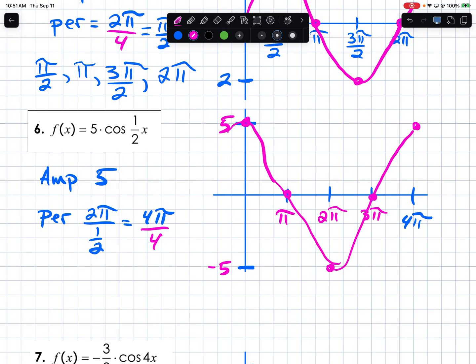That was not as good as my sine curve, but close enough. Right? I don't care if it's wiggly like that. As long as you're hitting the dots largely and have the right shape of the sine or cosine, I'm good. Okay? Any questions so far? So these are all the easy ones so far. Okay?